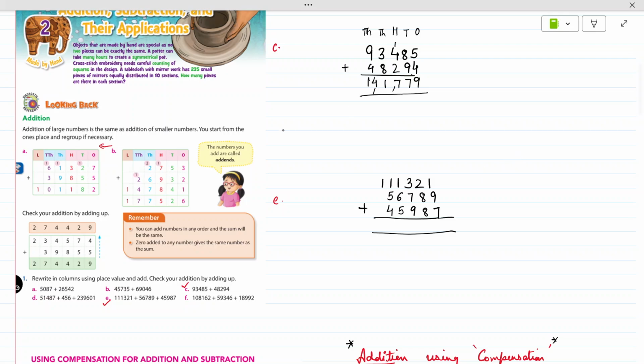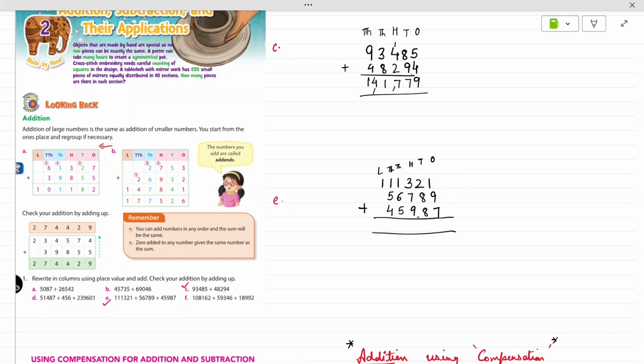Right? Now, next question I have to add three numbers here. Let me write down the places: 1, 10, 100, 1000, 10,000 and lakh. So the first one is 1,11,321. The next number is 56,789 and the last number is 45,987. Now we have to add these numbers.